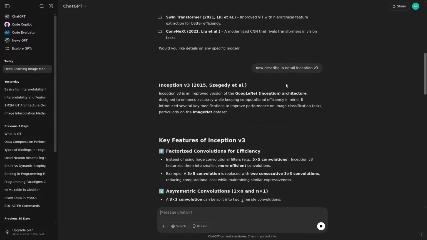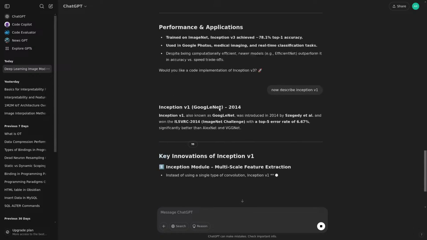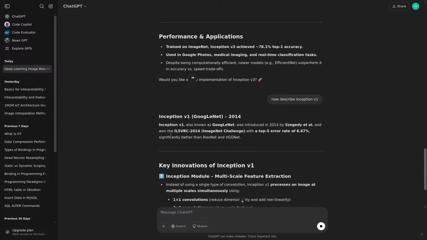2014. This came in 2015. Okay. Then where is Inception v2? Also on GoogleNet. Oh, that's kind of cool, right? GoogleNet. Okay. It was introduced in the ImageNet challenge with a top-5 error rate of 6.67%, significantly better than AlexNet and VGGNet. Okay. 6.67 top-5 error rate.